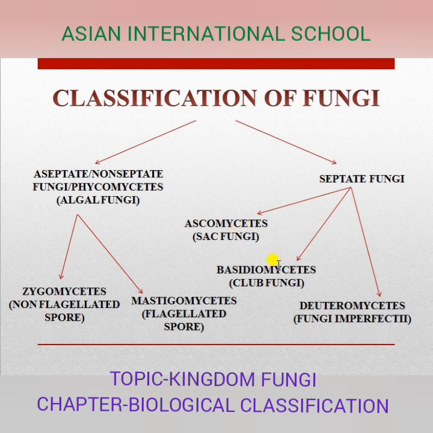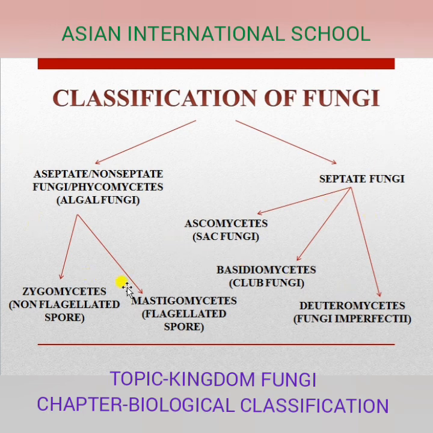Second one, basidiomycetes. When we discussed the basidiospore, there we just heard this name. Basidiomycetes is a club fungi, that means club-shaped fungi, and the last one is deuteromycetes. What is about that? Deuteromycetes is commonly known as fungi imperfecti because it is not a perfect fungi due to the presence of some specific features. So for this specific classification of the septate fungi, I think you have all understood.